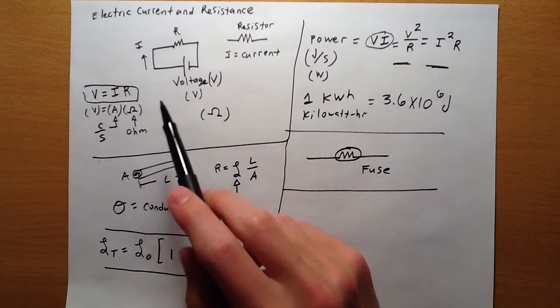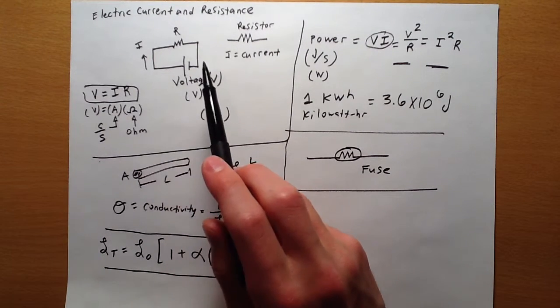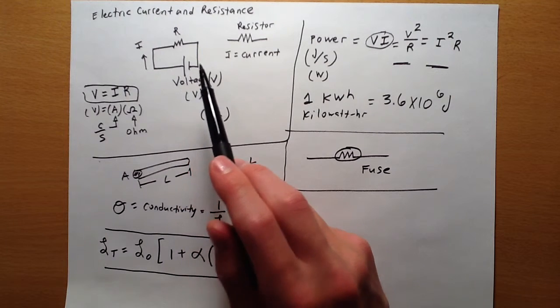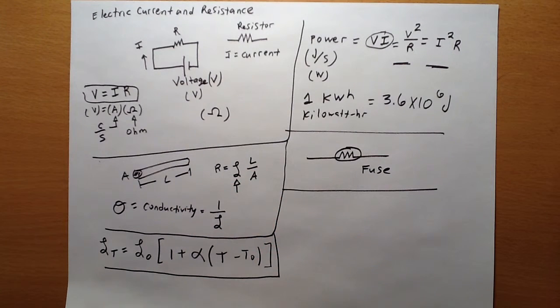So, current is not the movement of electrons, though. Current is the movement of positive charges. It's a funny thing they did when we invented all this physics stuff. It should be the other way, but in physics, current moves in the opposite direction of electron flow. Current is the flow of positive charges.